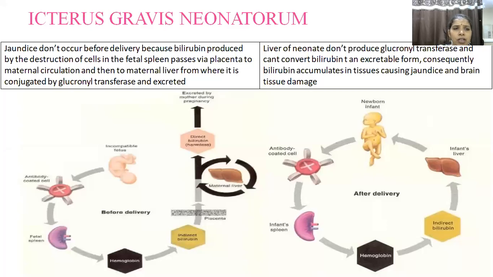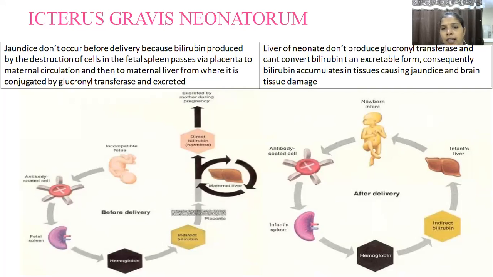Icterus gravis neonatorum. Jaundice does not occur before delivery because bilirubin produced by the destruction of the cells in the fetal spleen passes via the placenta to the maternal circulation and then to the maternal liver, from where it is conjugated by glucuronide transferase and excreted. But the liver of the neonate does not produce enough glucuronide transferase, so it cannot convert bilirubin to an excretable form, and bilirubin accumulates in the tissues, causing tissue damage. So this is before delivery. With an incompatible fetus, antibody-coated fetal cells are destroyed, and the indirect bilirubin crosses the placenta and is excreted by the maternal liver.